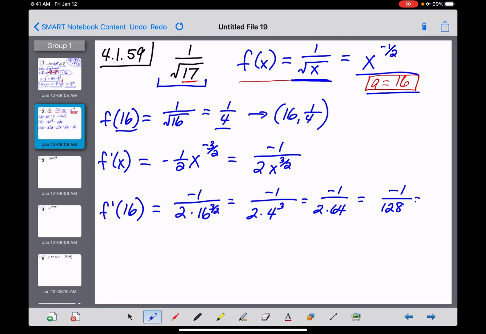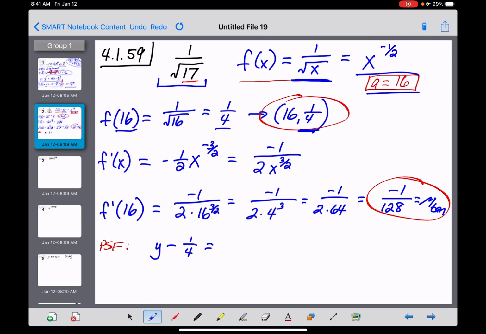And what we have right there, guys, is the slope of our tangent line. So we now have the point of tangency right here, the slope of the tangent. So now we're going to go to point-slope form, and we'll eventually solve that for y to get our linearization here. So this is going to be y minus your y-coordinate right here of 1/4 equals the slope of your tangent, negative 1 over 128, times x minus your a value right here, which is 16.